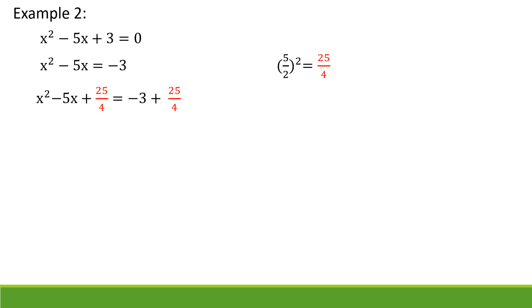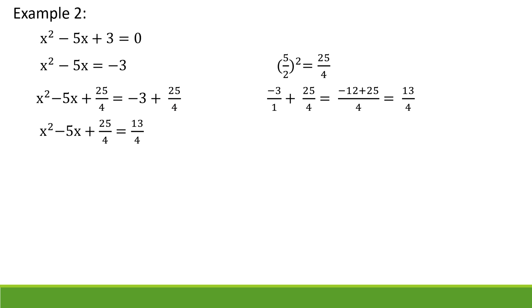Next, let's perform negative 3 plus 25 over 4. We need to change negative 3 to fraction form, which is equivalent to negative 3 over 1, then plus 25 over 4. To get the numerator, simply cross multiply: negative 3 times 4 is negative 12, 1 times 25 is 25. To get the denominator, multiply denominator to denominator: 1 times 4 is 4. Next, add the numerators: negative 12 plus 25 is positive 13, then copy the denominator. So that is equivalent to 13 over 4.